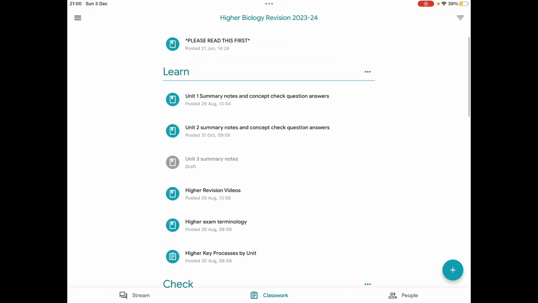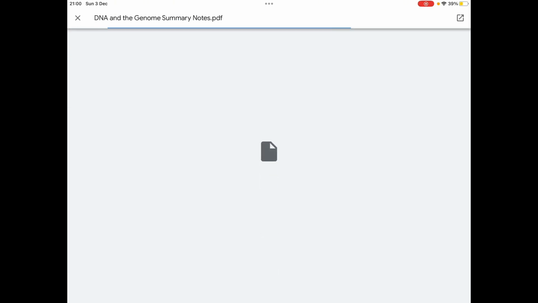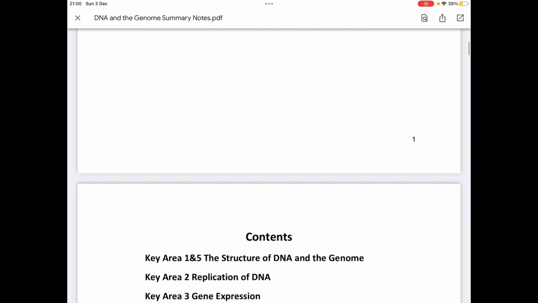Some slight differences. The summary notes I really like because they have got check test questions as well. So I'll just show you that once it loads up. Apologies for the delay there. So this is the summary notes here, and this is for Unit 1, DNA and the Genome, which by now, at this stage of the course, we've all done, so it's a good one to show you.